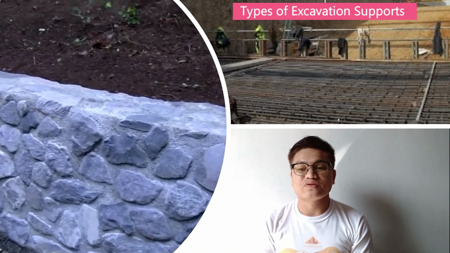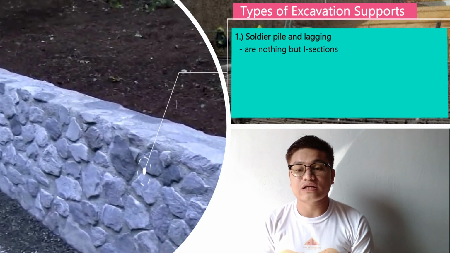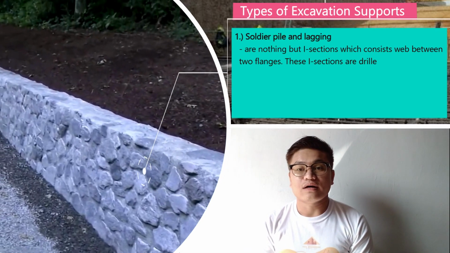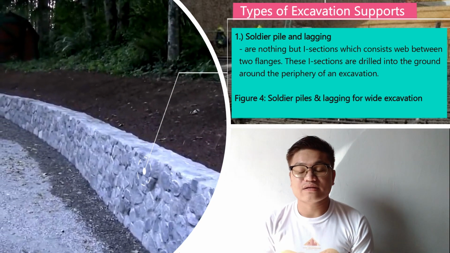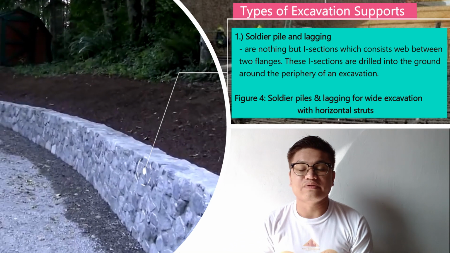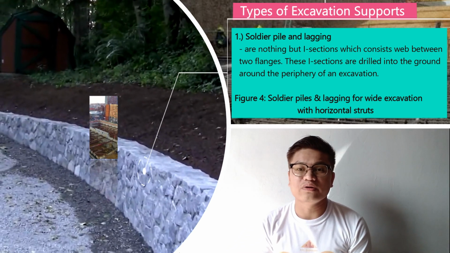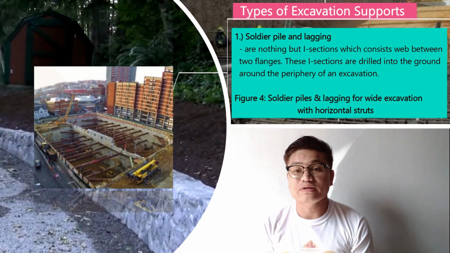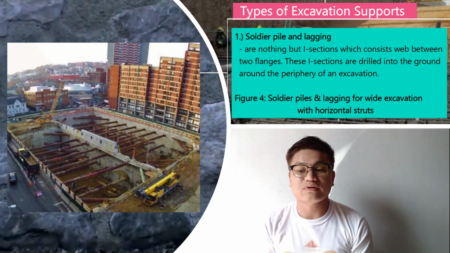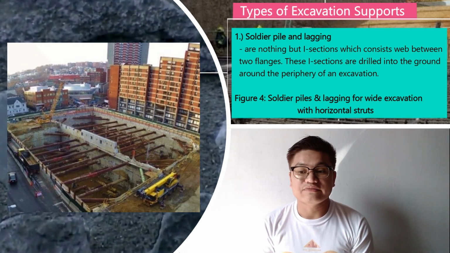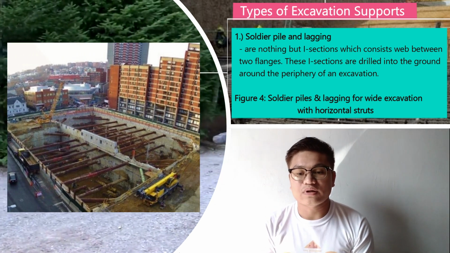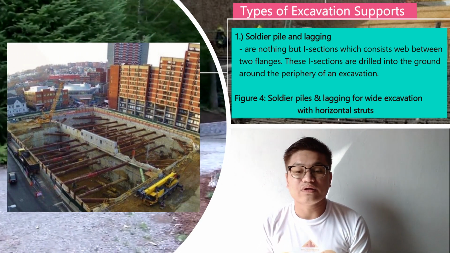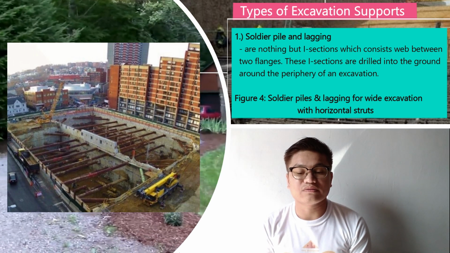Types of excavation supports. There are two types. The first type is soldier piles and lagging. Soldier piles are nothing but I-sections consisting of two flanges. These I-sections are drilled into the ground around the periphery of an excavation. Look at the screen, figure 4: soldier piles and lagging for wide excavations with horizontal struts. Notice the steel members with horizontal struts.